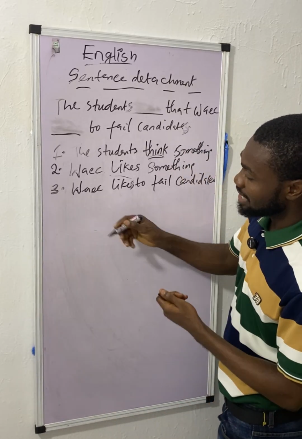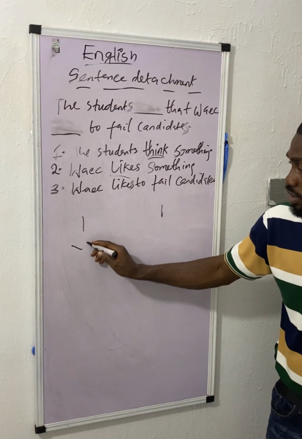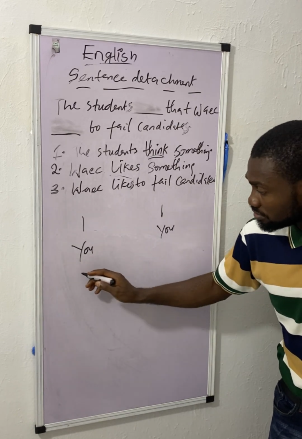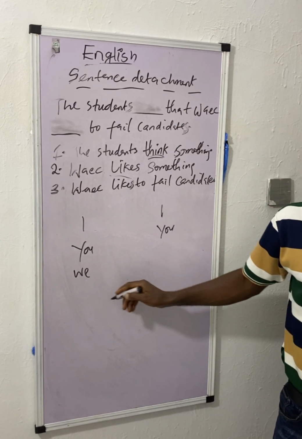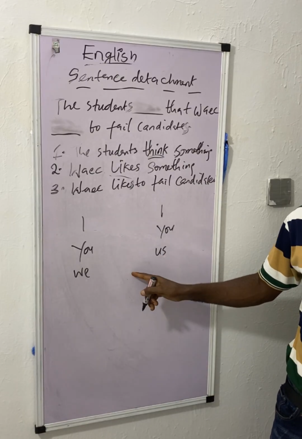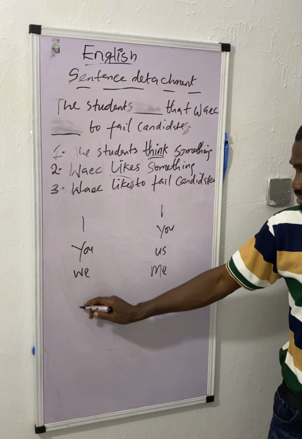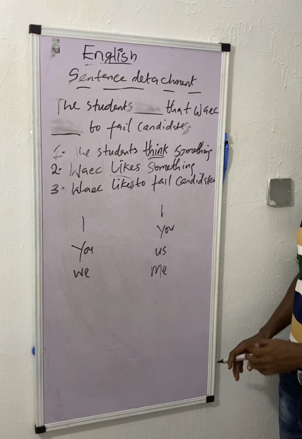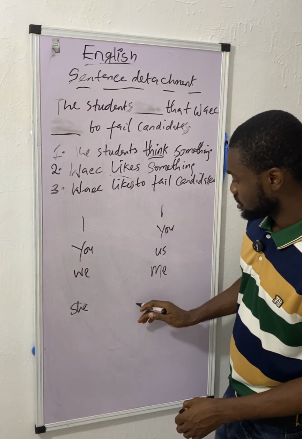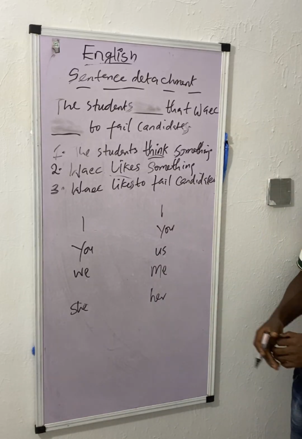For example, I can be in the subject position. You can be in the subject position, you can also be in the what? Object position. You have we in the subject position, and you have us in the object position. You have me in the object position. You have she in the subject position, and you have her in the object position, and so on and so forth.